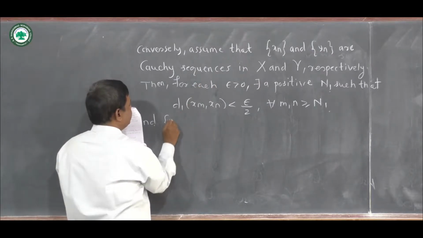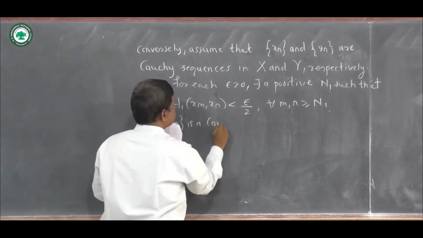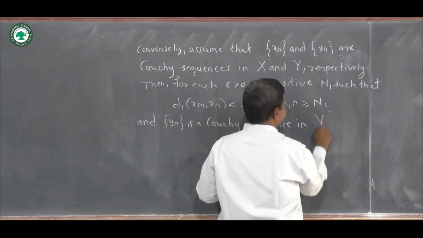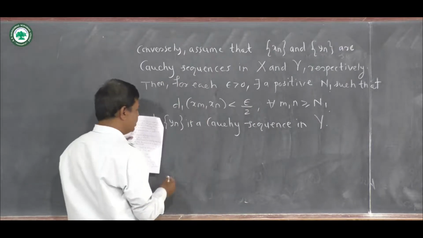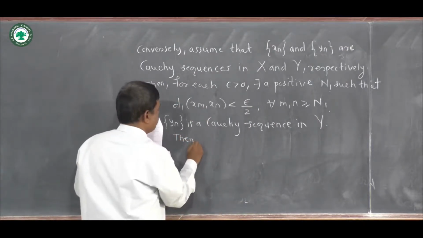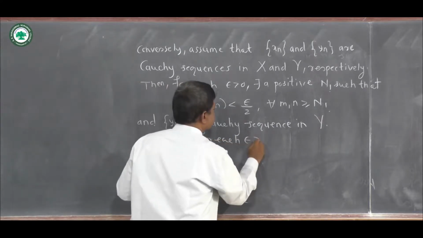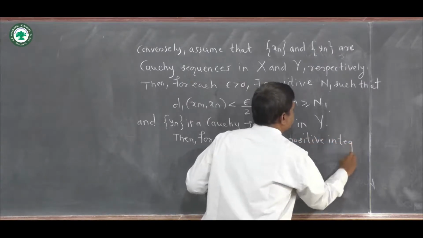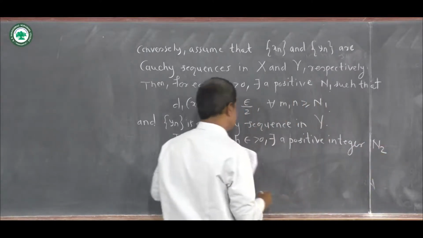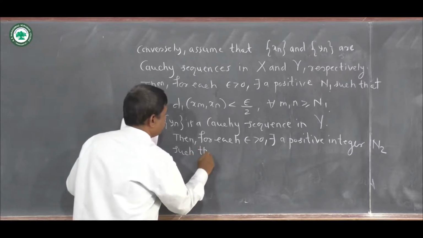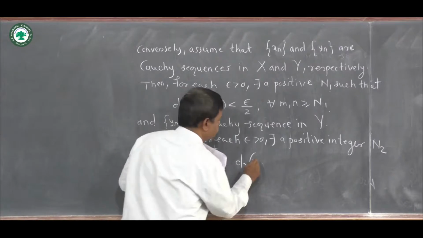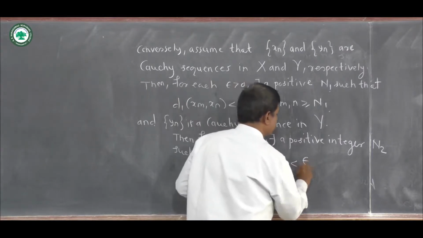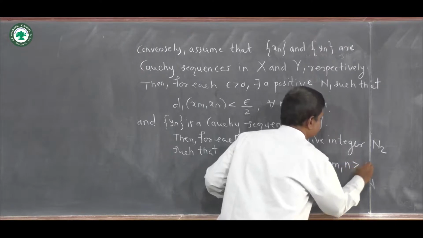And since yn is a Cauchy sequence in metric space Y with respect to metric d2, we write here, then for each epsilon greater than 0 there exists a positive integer N2 such that d2 of ym, yn, that is the distance between ym and yn, is less than epsilon by 2 for all m and n greater than or equal to N2 here.